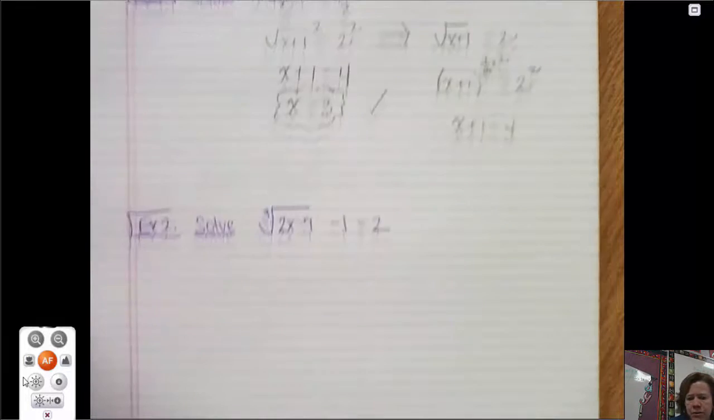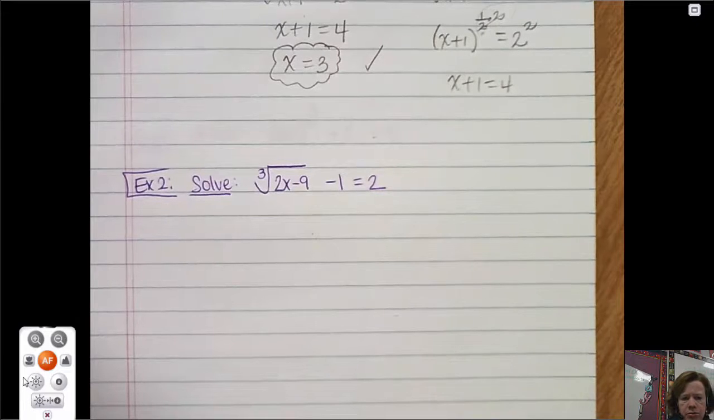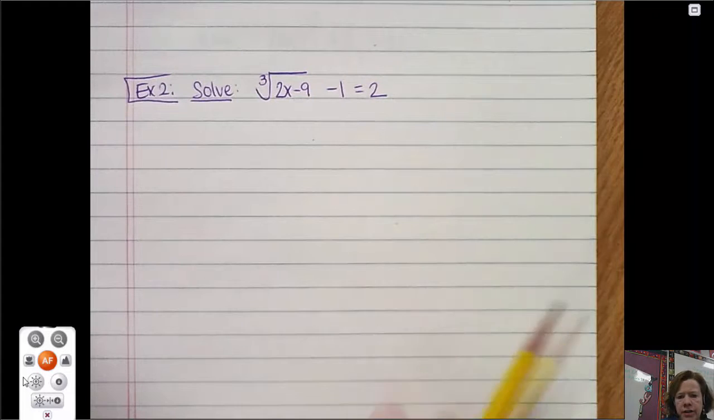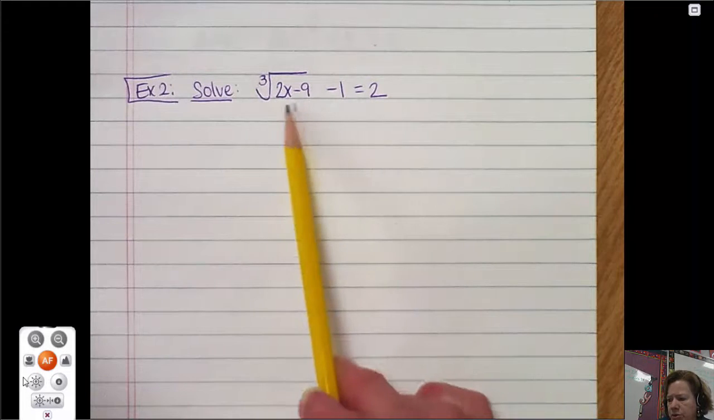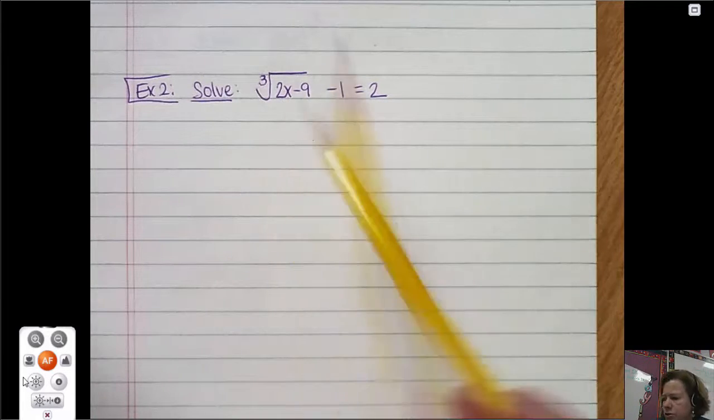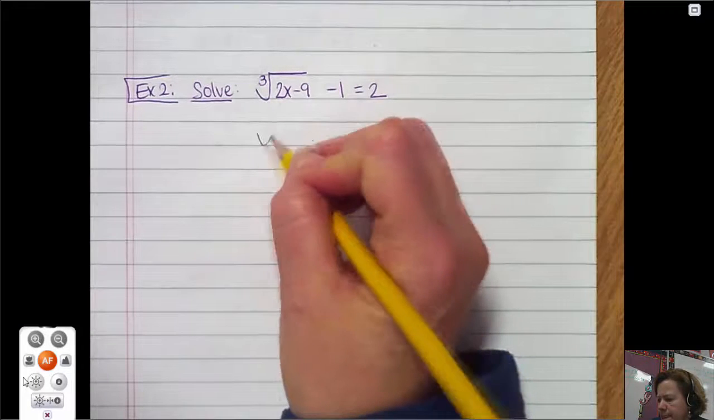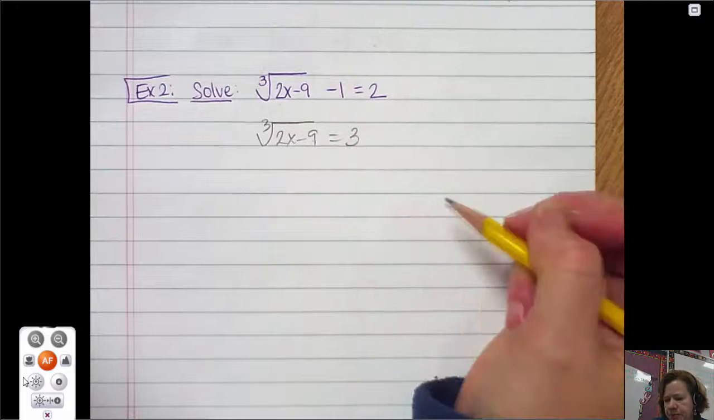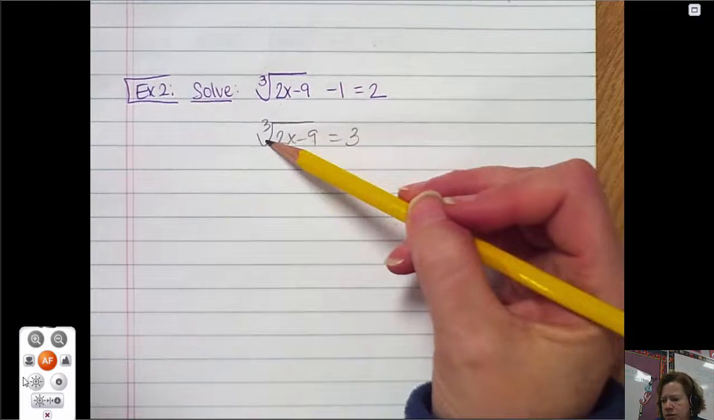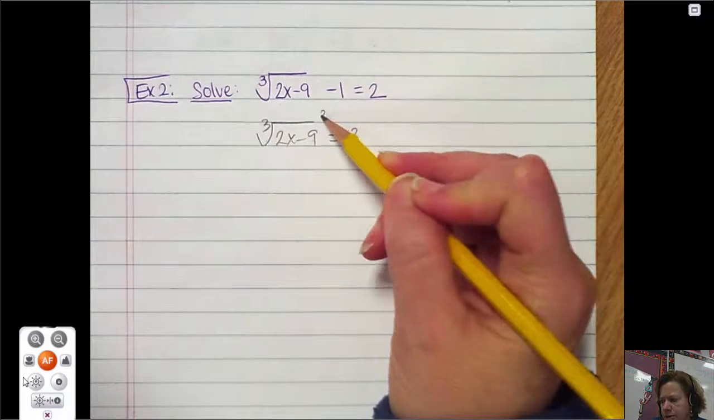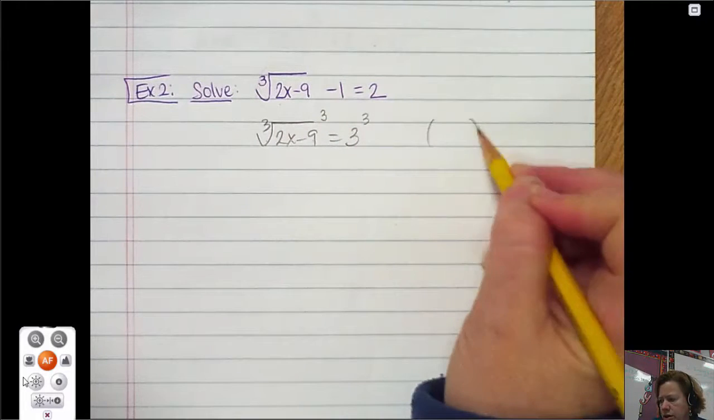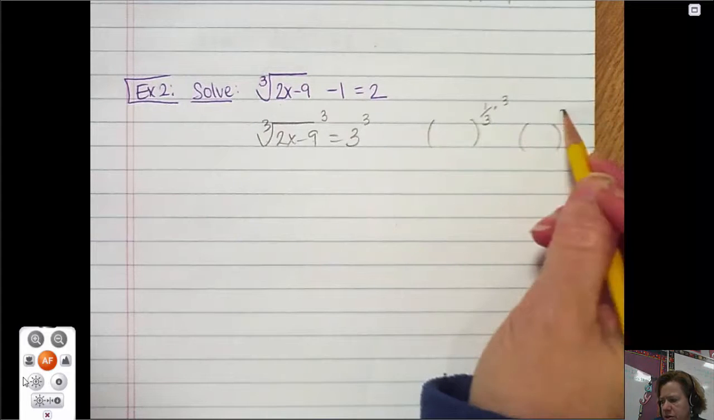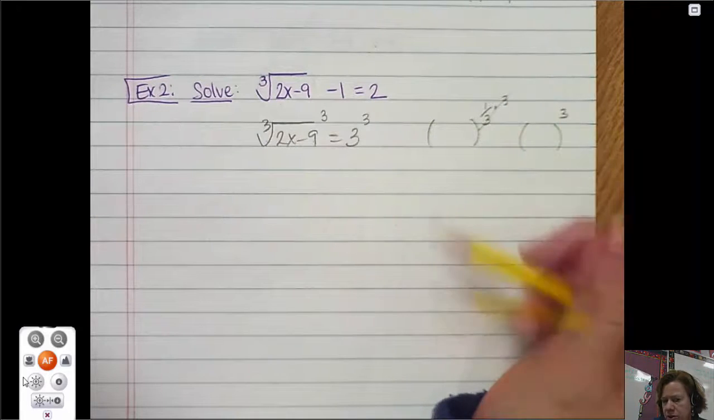Okay. For our second example, we have the cubed root of 2x minus 9 minus 1 equals 2. Again, you have to move everything away from the place where your x is hiding. So first I'll add 1 to both sides and get the cubed root of 2x minus 9 equals 3. And now this is a cubed root. To undo cube rooting, I will cube both sides. Or again, if I raise that to the 1/3, I would multiply it by 3. Or raise both sides to the 3rd to make it an exponent of 1, whichever way you see it.